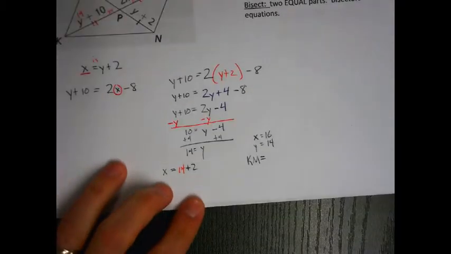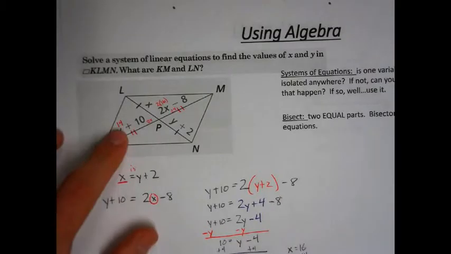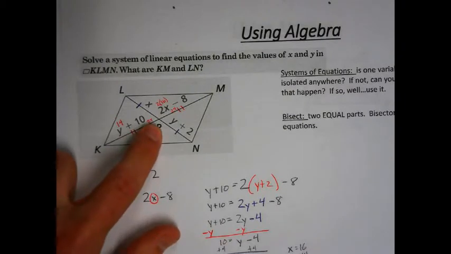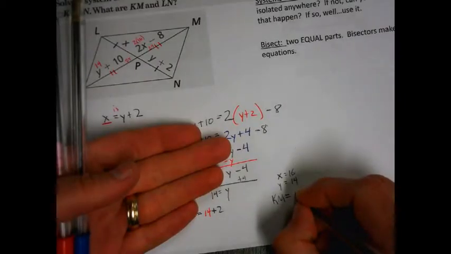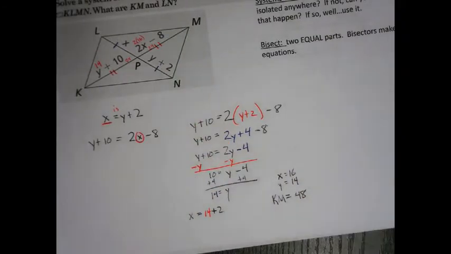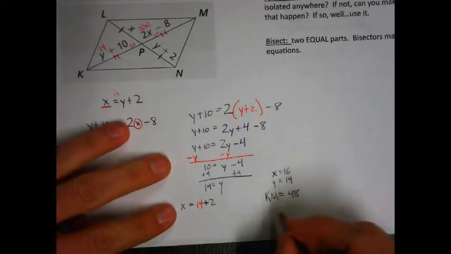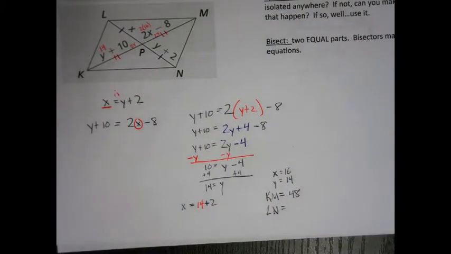How did we do that? We plugged in what we knew. K to p is 24, p to m is 24. So km, 24 and 24 is 48. So we now know that piece of information. And now what we need to do is find ln. So we find ln the very same way.